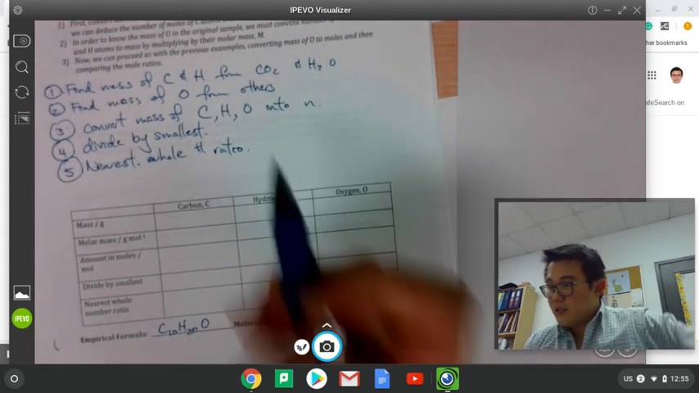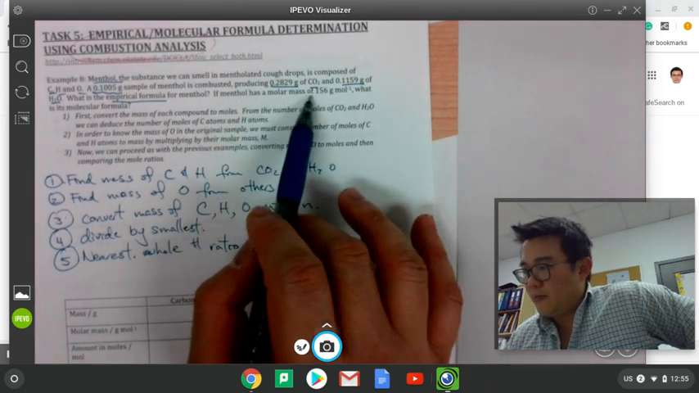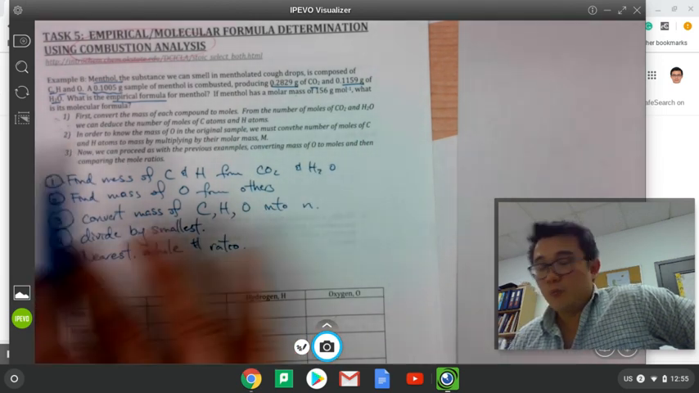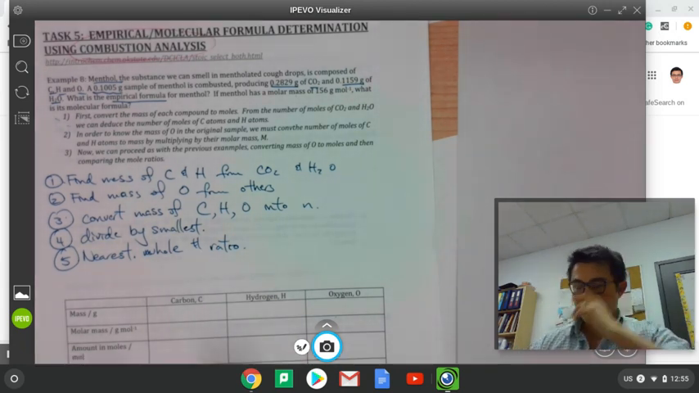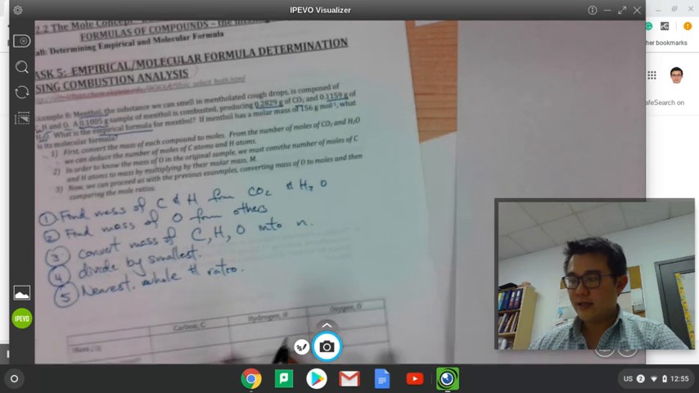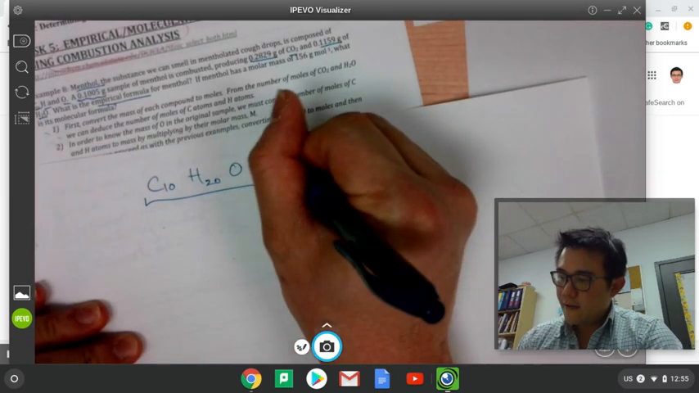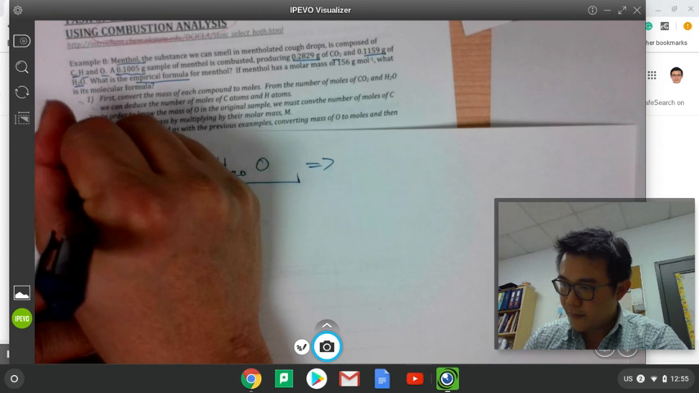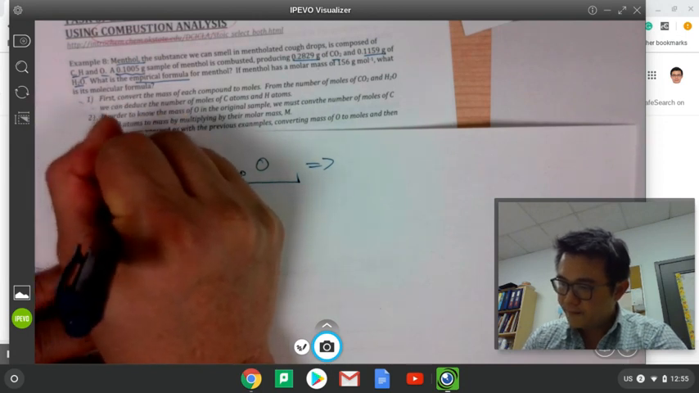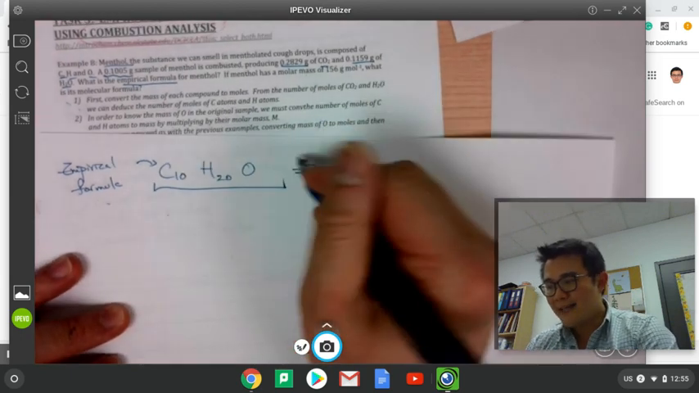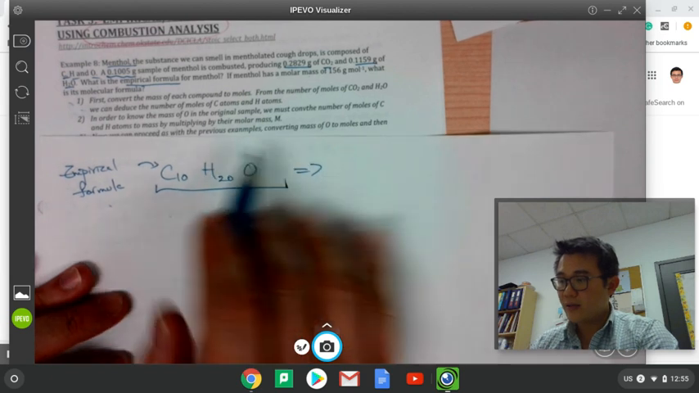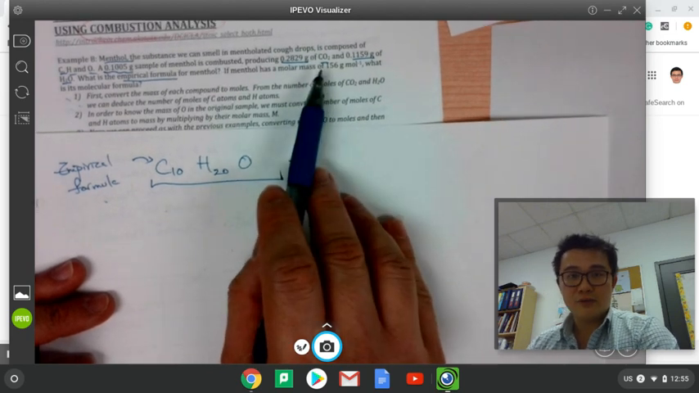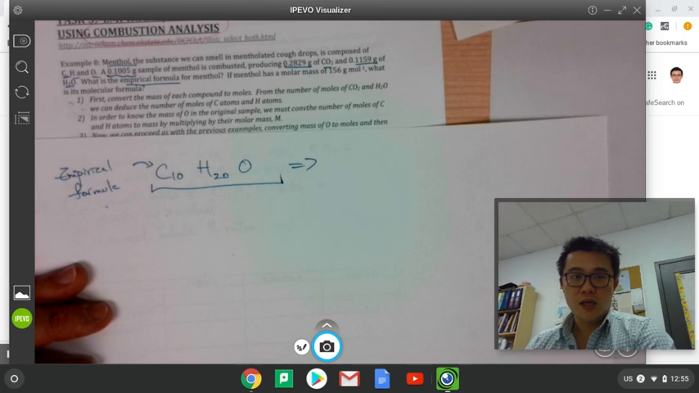C10H20O. Now the second part is this. If menthol has a molar mass of 156 grams per mole, what is its molecular formula? So what we need to do now is find the molar mass of this empirical formula, because this is just the empirical formula. We want to compare it with this 156. Is 156 the same number? Is it double that number? Is it triple that number? Then we can figure out the molecular formula.